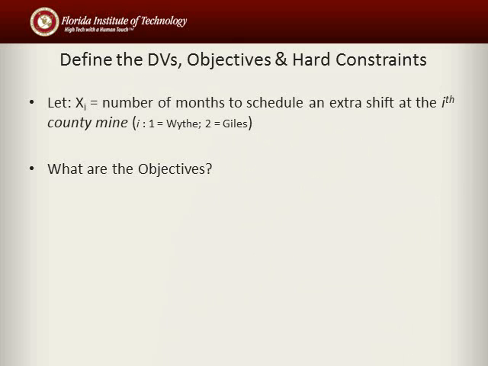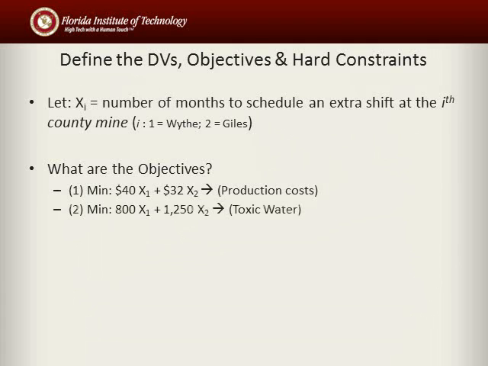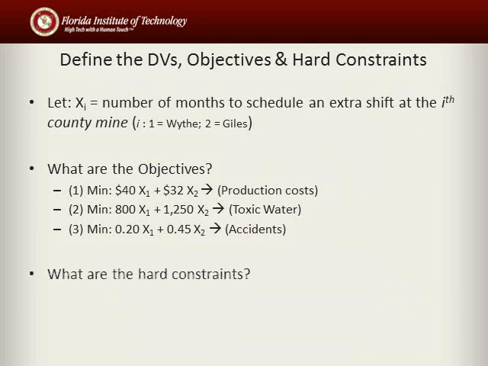Well, we have 3 main objectives. The first one is we want to minimize production costs, which is specified by 40x1 plus 32x2. The second one, we want to minimize the amount of toxic water produced, 800x1 plus 1250x2. And the third one, we want to minimize the number of accidents, which is specified by that linear function, 0.2x1 plus 0.45x2.